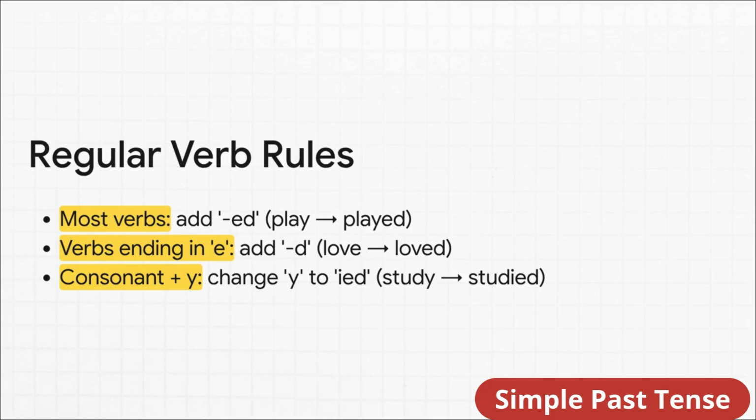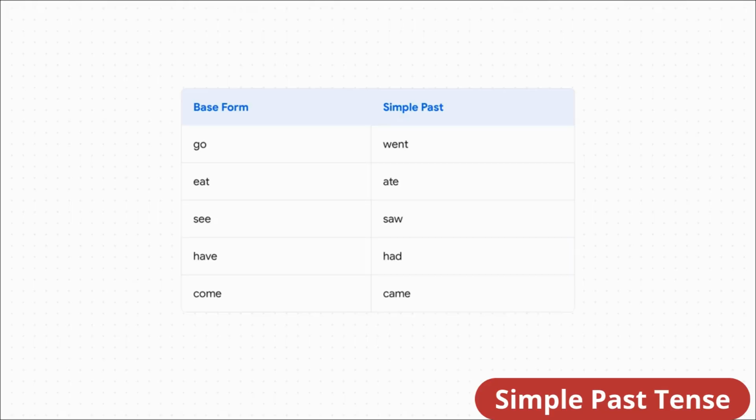If the verb already ends in e, like love, you just add the d. And if it ends in a consonant plus a y, like study, you just switch that y for an ied. See? Pretty straightforward. Now for those irregular rebels.